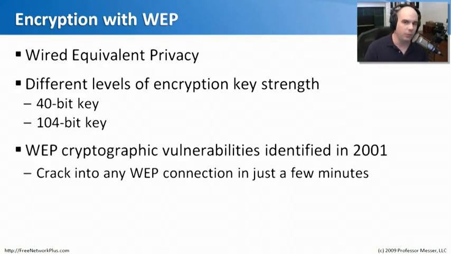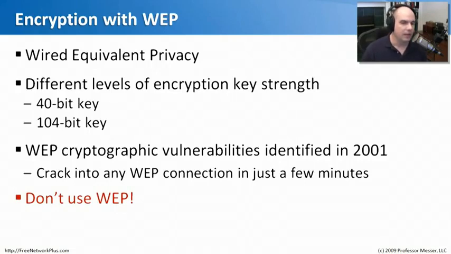Now, the problem with WEP is there were some very serious cryptographic vulnerabilities identified in WEP in the 2001 timeframe. You could get into any WEP communication in just a few minutes by performing some very easy functions. There were some programs that came out that really cracked it wide open. And suddenly, our industry got a little bit crazy because you could be on a wireless network and people had the ability to decrypt your traffic.